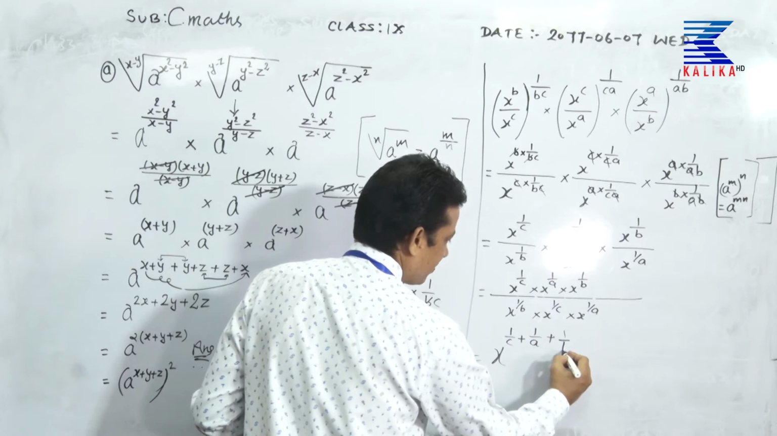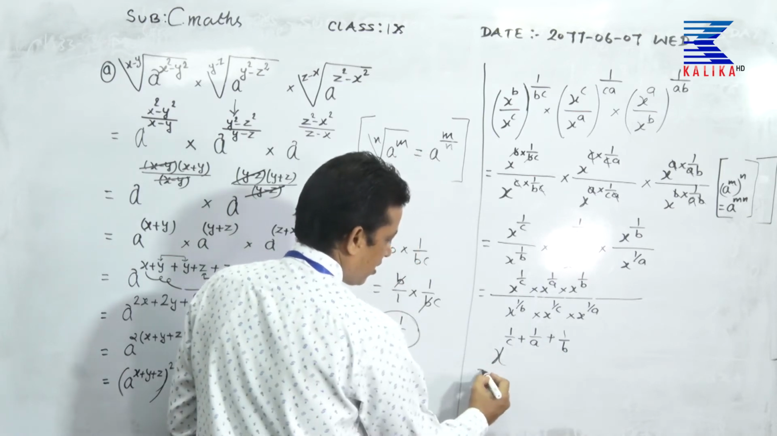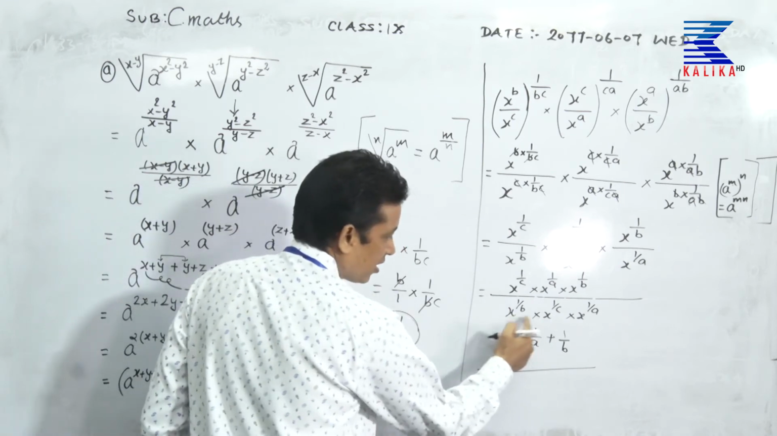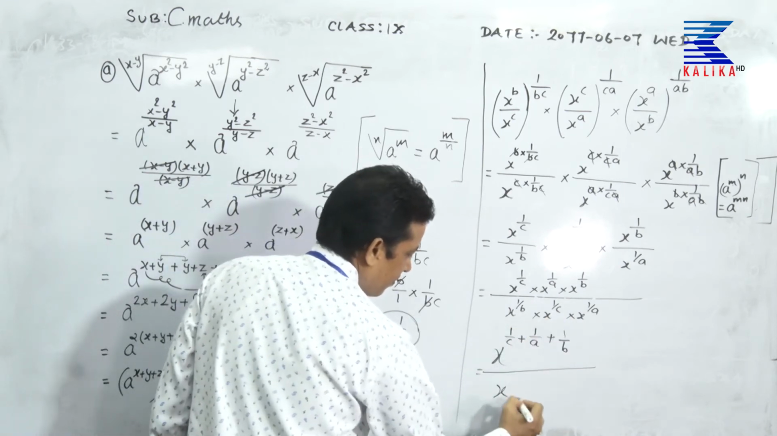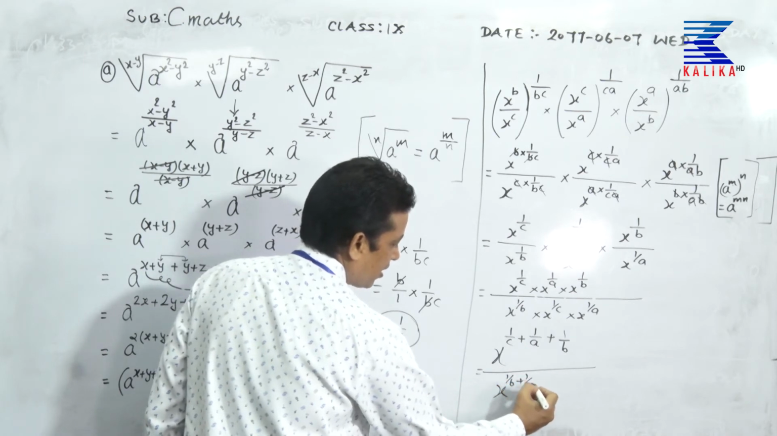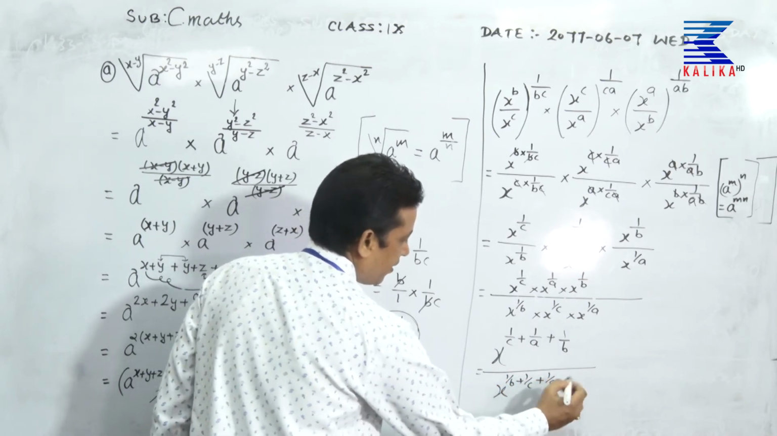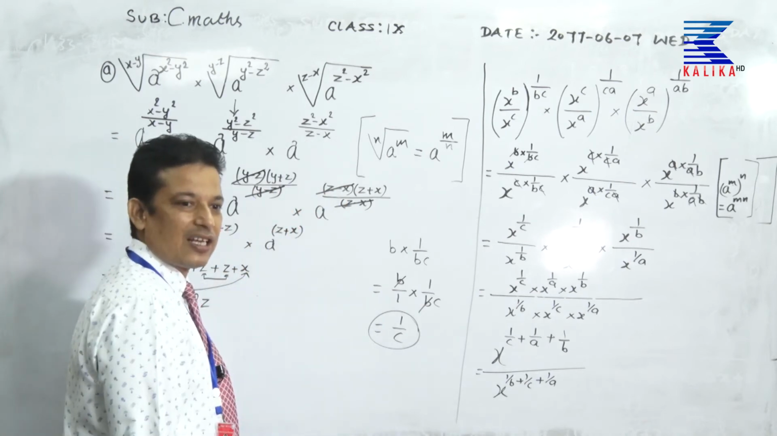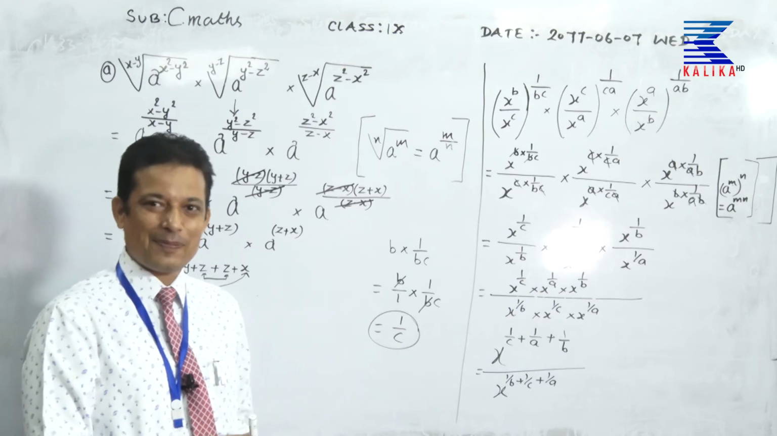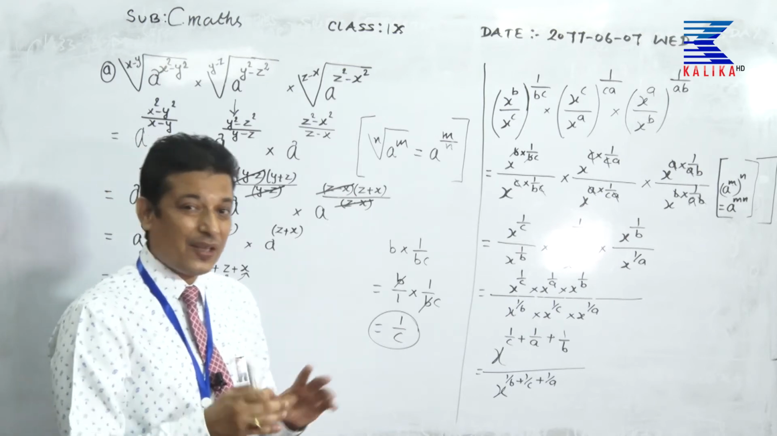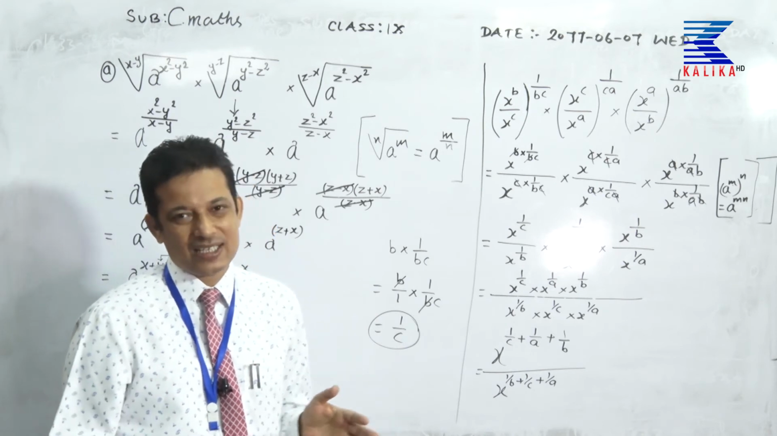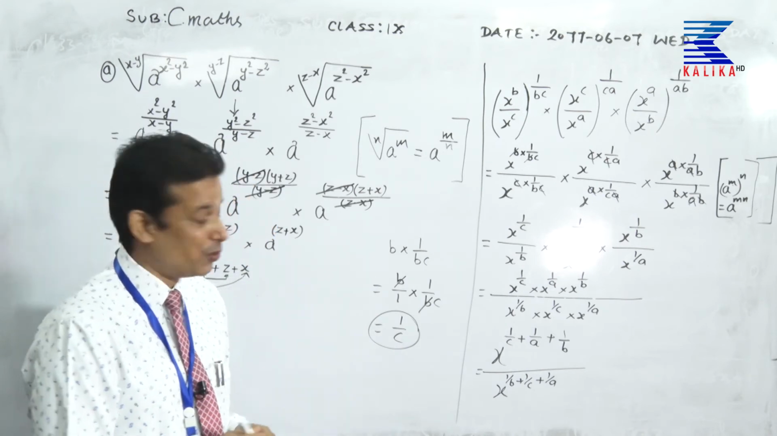I have added upon here also x, base is same. So, let us add the powers: 1 by b plus 1 by c plus 1 by a. Are you understanding, dear student? I hope you have understood it well, and if any confusion, you can pause and see time and again, so that it will be clear to you.